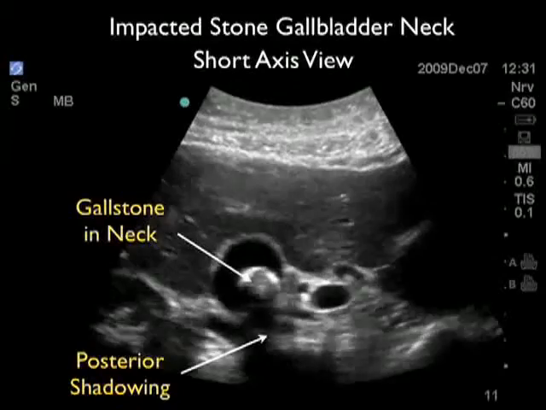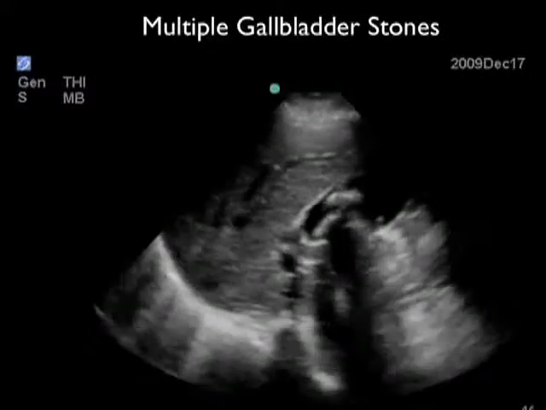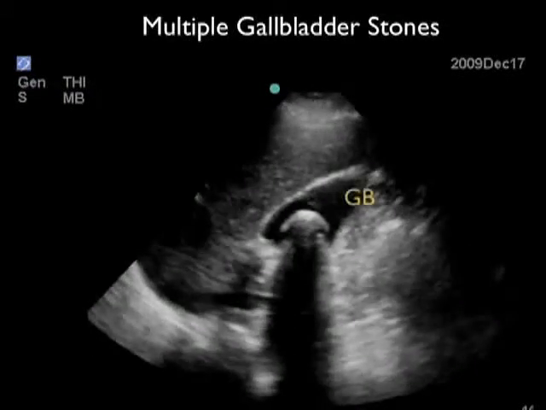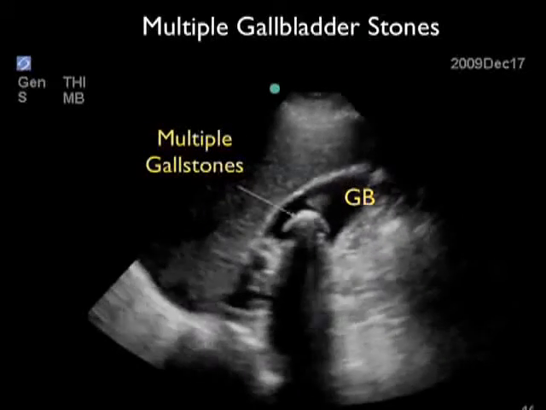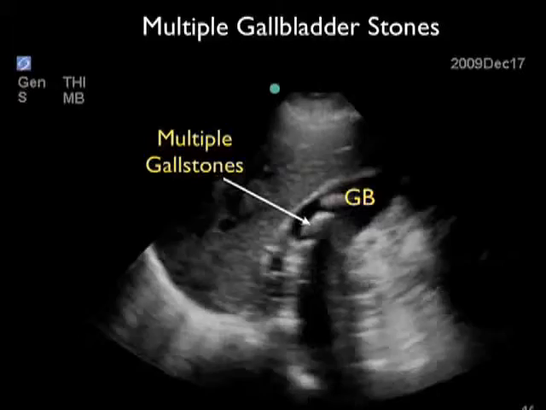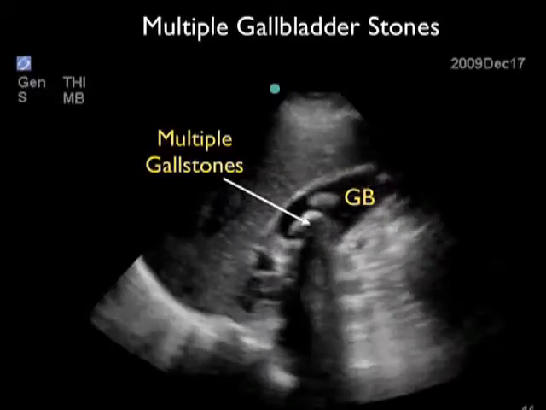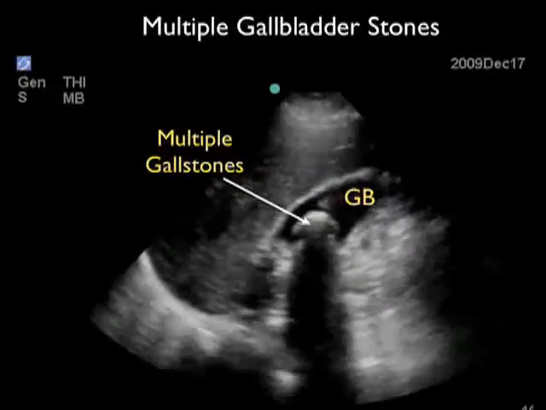presence of a gallstone. Here's a video clip taken from an elderly patient with acute right upper quadrant pain. We're scanning back and forth through the gallbladder. This view is taken from that lateral intercostal view. And we see here the presence of multiple shadowing gallstones within the lumen of the gallbladder.